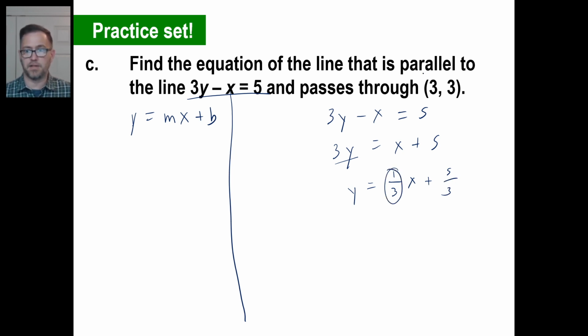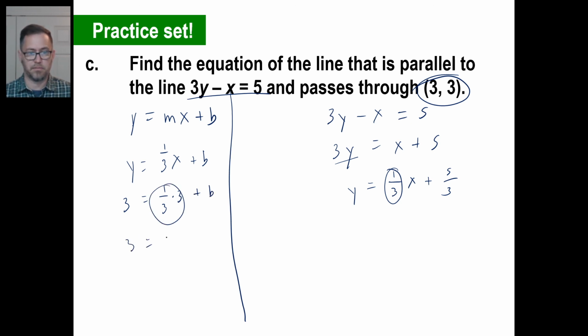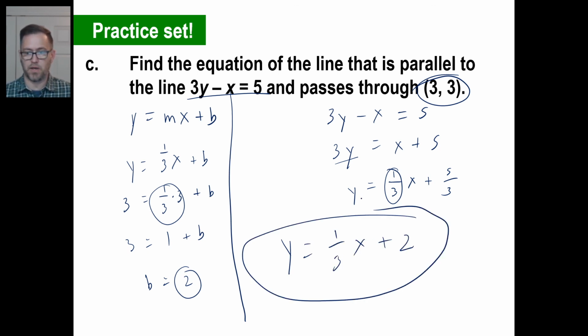If they tell you the line is parallel to that line, then that means a third is the slope, so we've got half of it. y is equal to 1/3 x plus something. Well, here is the point that it passes through. Those are both y and x values. So we can just write 3 equals a third times 3 plus b. Well, a third times 3 is 1 plus b, so b is going to equal 3 minus 1, so b is 2. So here's our new equation. y equals 1/3 x plus 2. Bingo, bango, there you go.